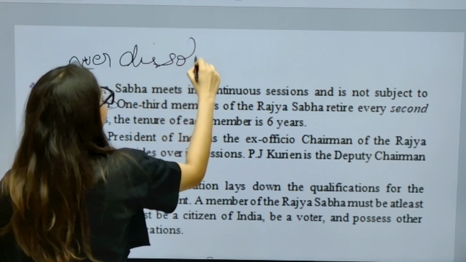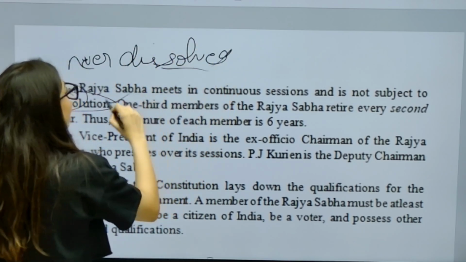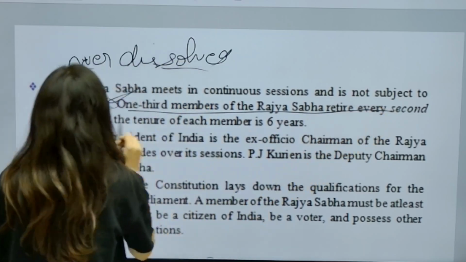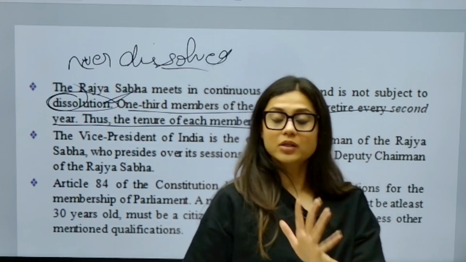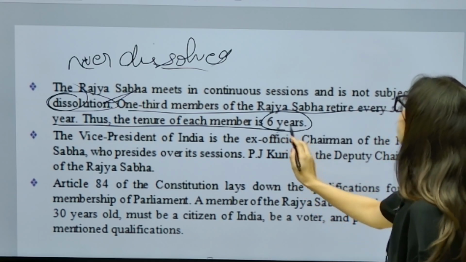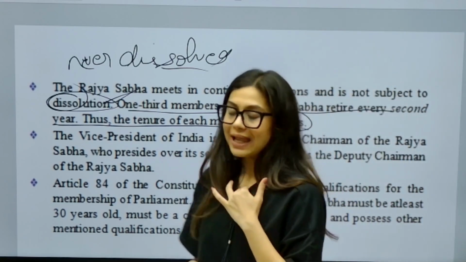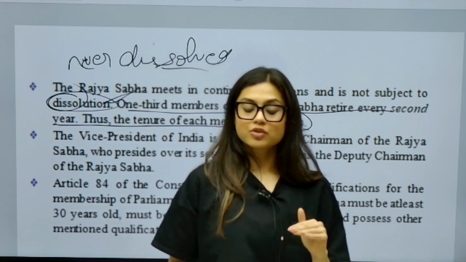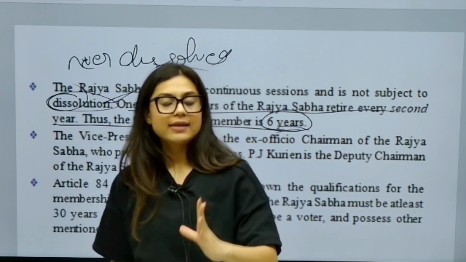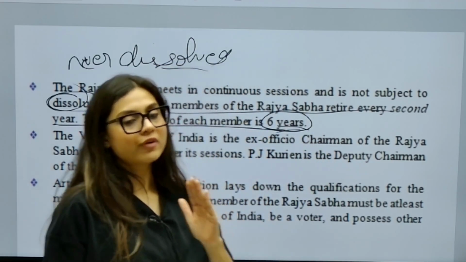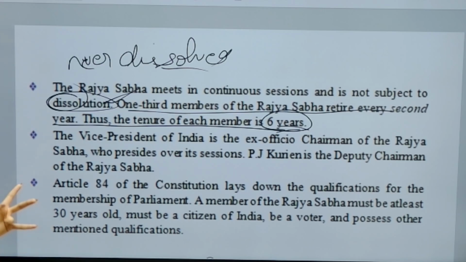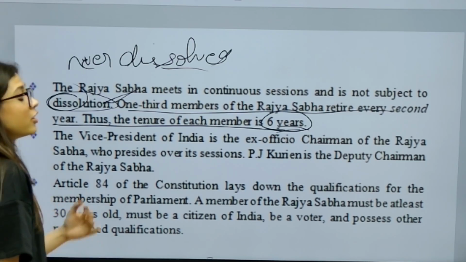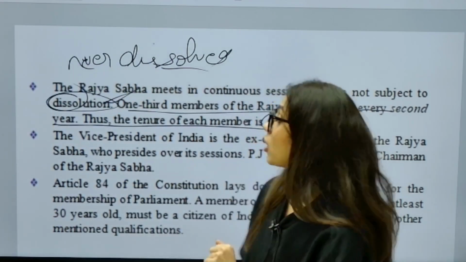But members, 1/3 of the members retire after every 2 years. The tenure of members is 6 years, sorry. If I am elected today, for the next 6 years I can be a member of Rajya Sabha. And then every 1/3 of members retire every 2nd year, those whose 6 year tenure ends.